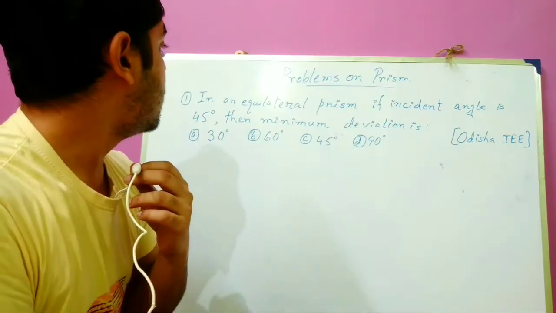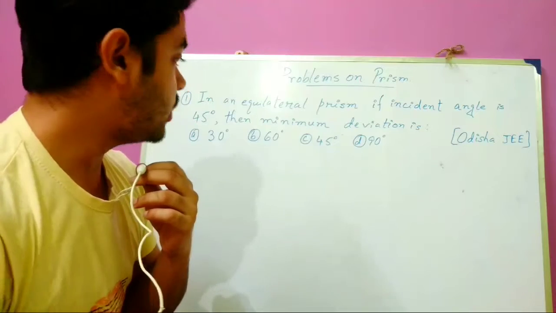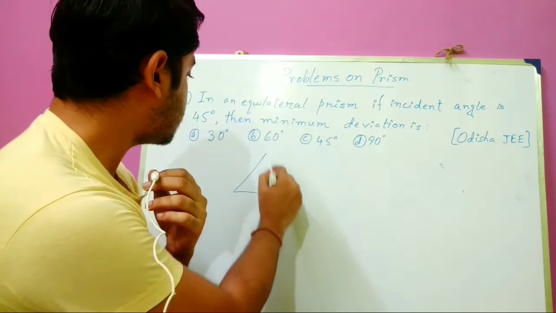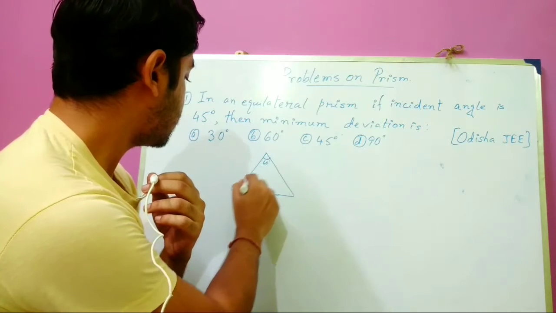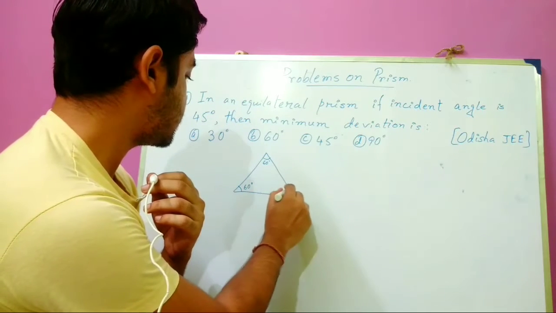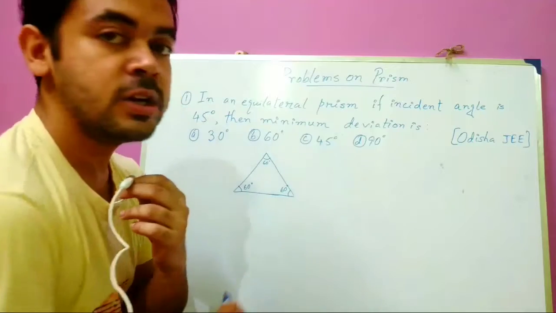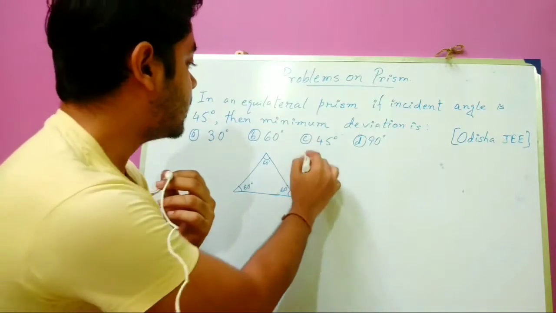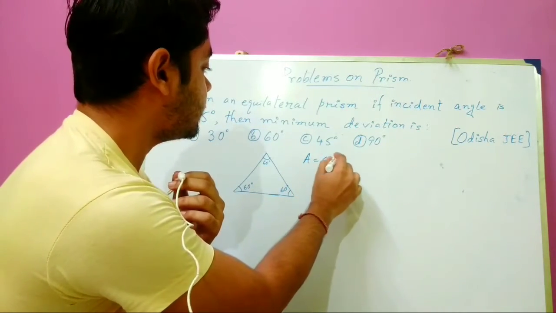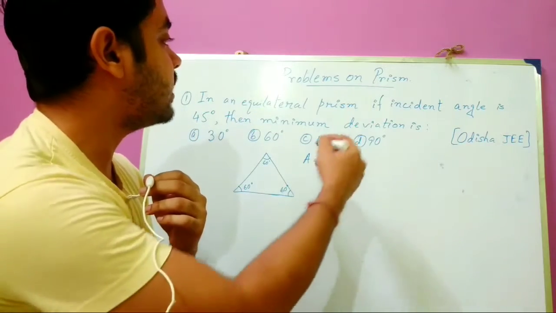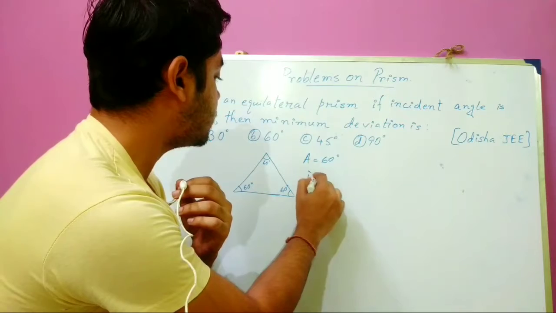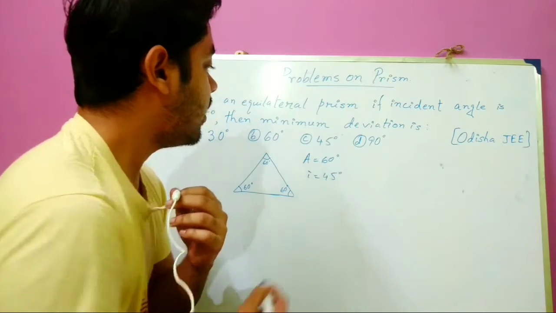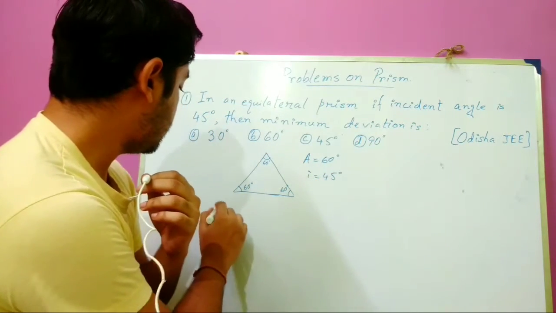Okay, now for an equilateral prism, we know all angles of an equilateral triangle are 60 degree. This angle is 60 degree, this is 60 degree and this is also 60 degree. So the angle of the prism A is 60 degree and the angle of incidence is given in the question as I equal to 45 degree. For minimum deviation, we know the formula.